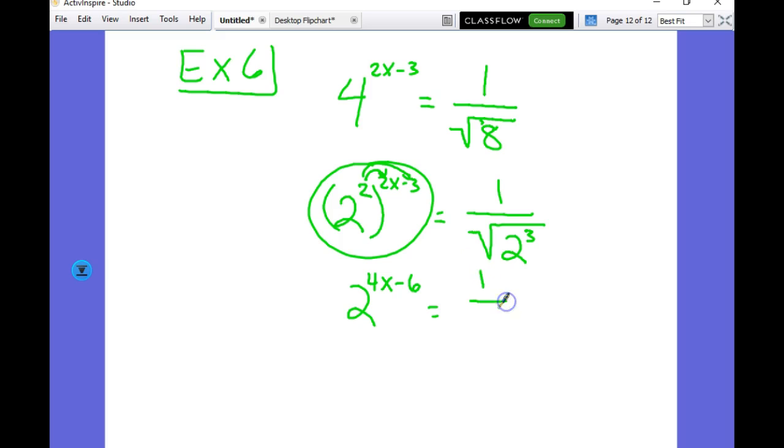I can rewrite the bottom as 2 to what power? 3. 3 halves, right? This is my top. There's no number there, so that's a 2. So this is 3 halves power, right? We're almost there. What's one more thing I need to do? Flip it. Flip it up, right? Yes. So 4x minus 6 is equal to 2 to the negative 3 halves. Drop out the base, and now we've got this.